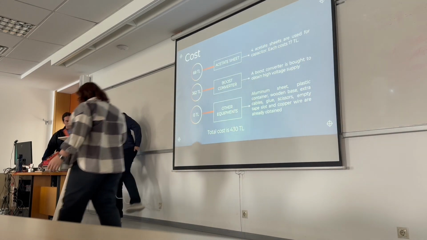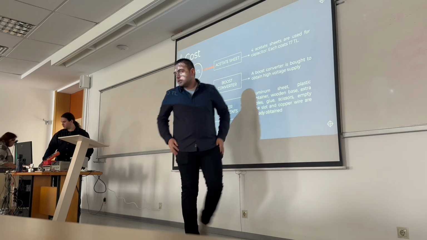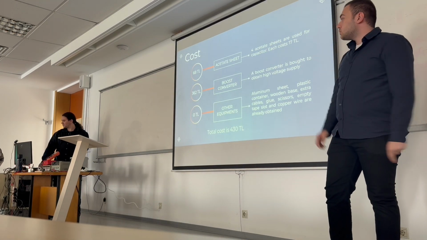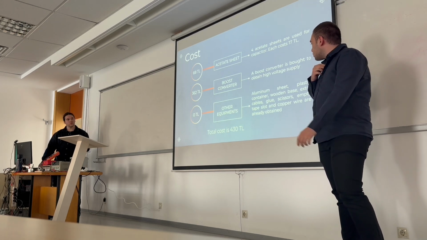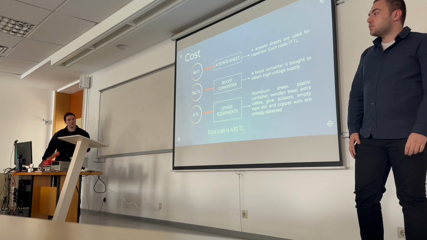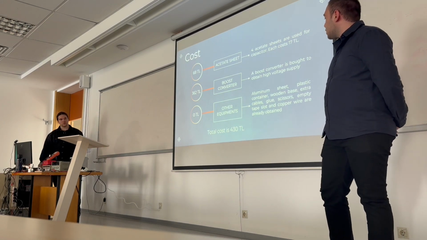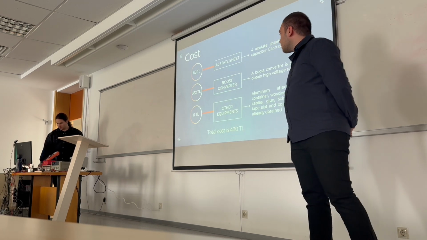So for our cost part, we bought 4 acetate sheets. Each of them cost 17 liras. And we bought a boost converter that converts 4 volts to 400 kilovolts. And all other equipment was ours, because we used them in our old projects. So our total cost was around 430 liras.